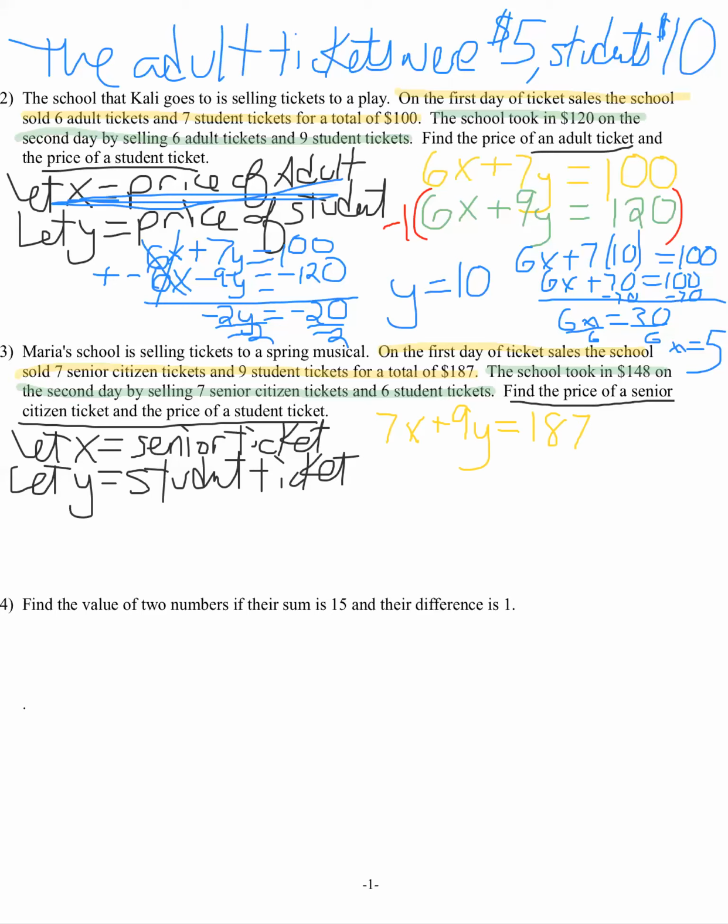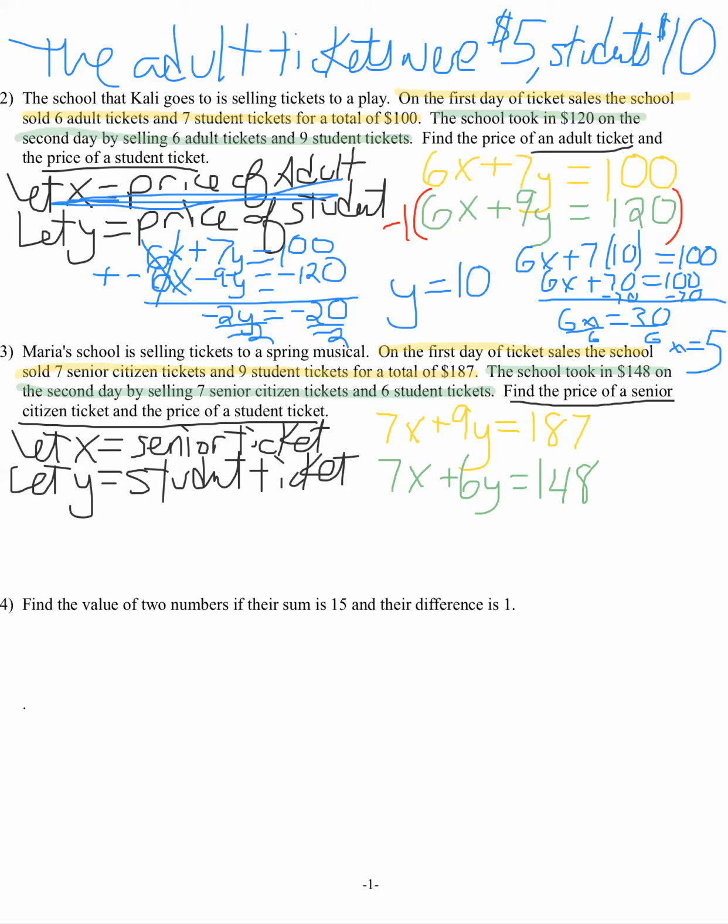So let's switch to green. Now we're going to figure out the second day. The school took in $148 on the second day by selling, again, 7 senior citizen tickets, so that's going to be 7X, and now 6 student tickets, so that's 6Y, and they only brought in $148.